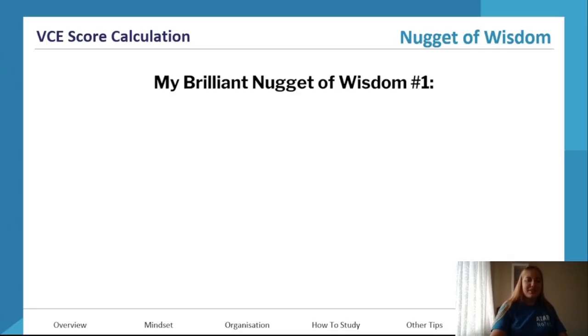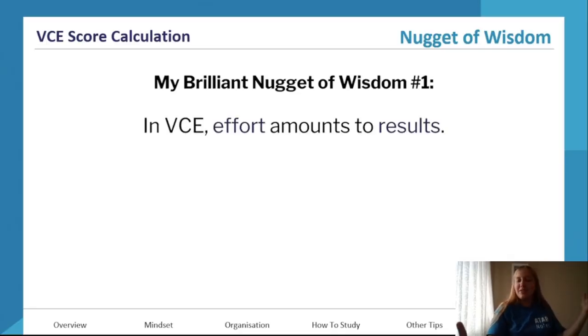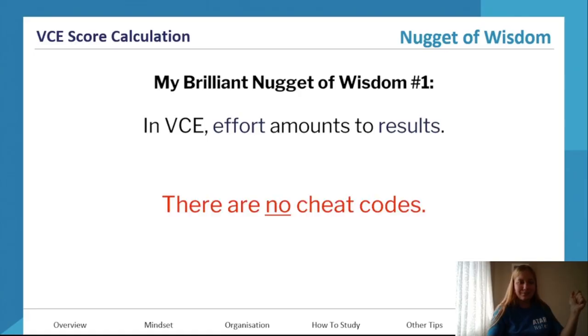And just to start off with, I'll give you a piece of advice, my nugget of wisdom: in VCE, effort amounts to results. The harder you try, likely the better your results will be. So there are no cheat codes. You cannot just think, yeah, it will just work itself out in the end, or I'll catch up with everything at the end of the year. I'll catch up with my subjects. It will all be fine. I'll get the score that I want. That's not going to work, guys. Full disclaimer. So set those habits early and start putting in the effort.